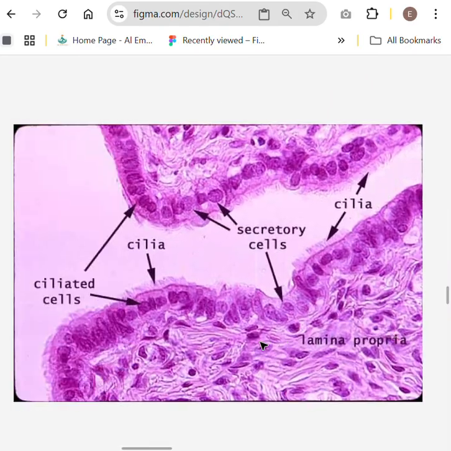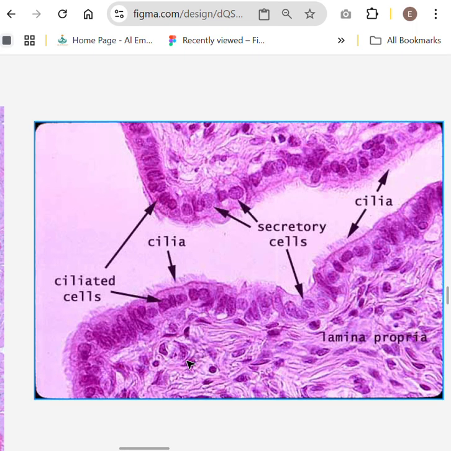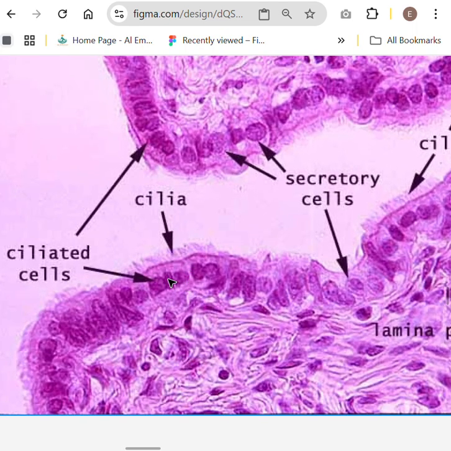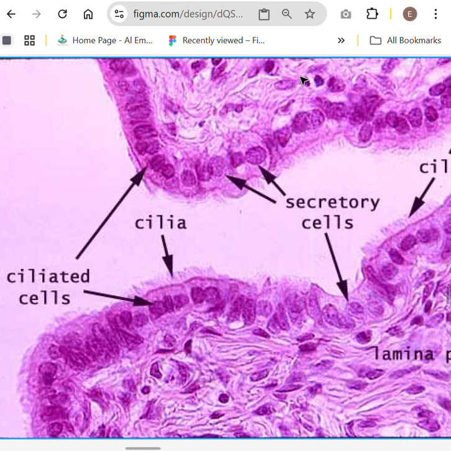The epithelium of the endocervix. Can you see that it has cilia and it has columnar cells? So basically, it's ciliated in its upper two thirds.